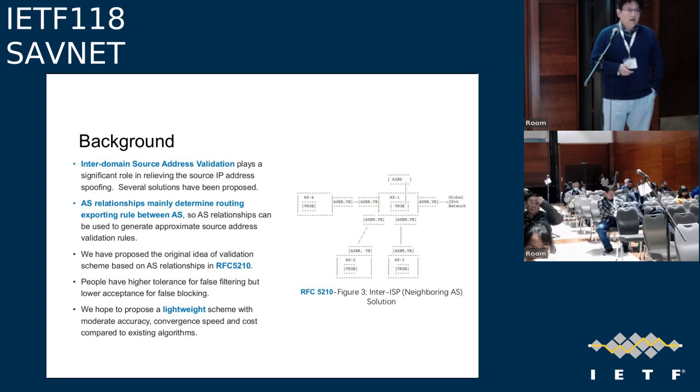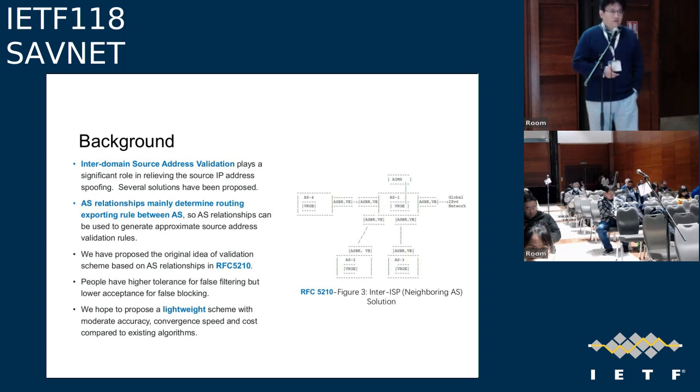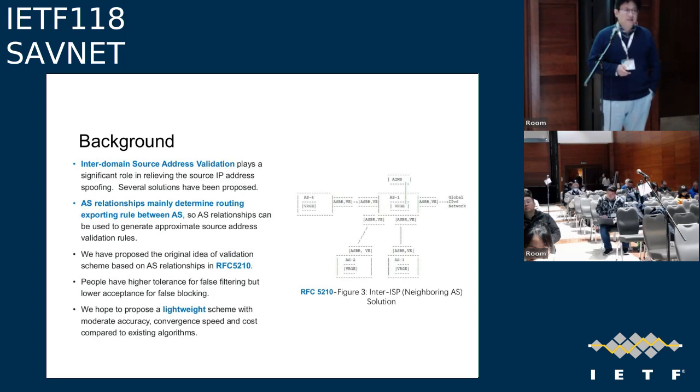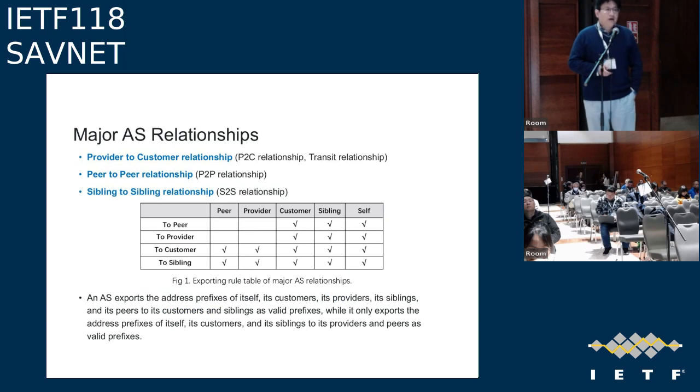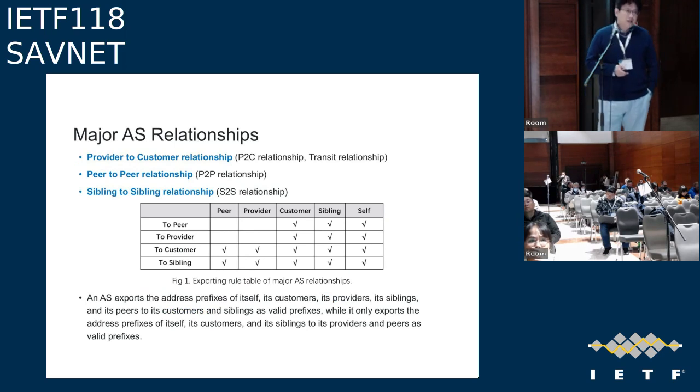And people have higher tolerance for false filtering, but lower acceptance for false blocking. We hope to propose a lightweight scheme with moderate accuracy, convergence speed, and cost compared to existing algorithms. We all know there are majorly three kinds of AS relationships: provider-to-customer, peer-to-peer, and sibling-to-sibling relationships.